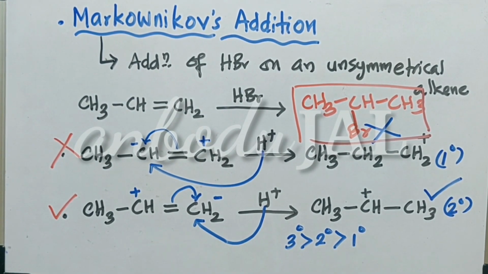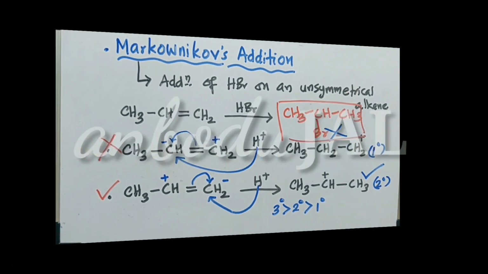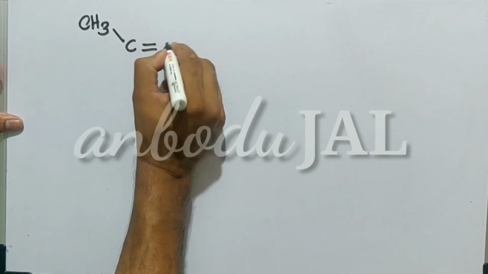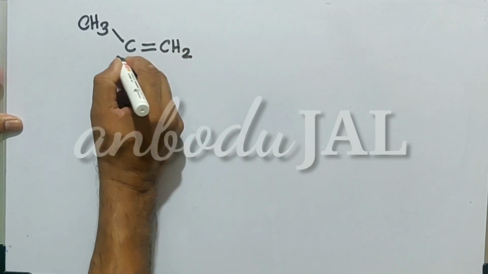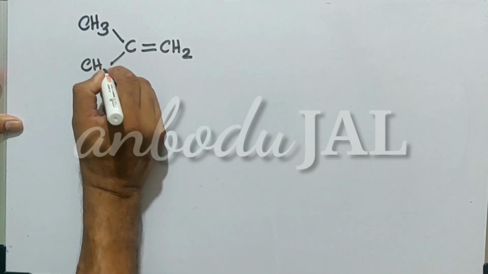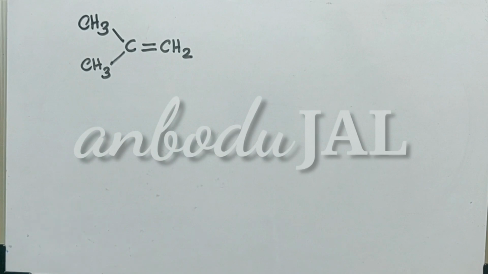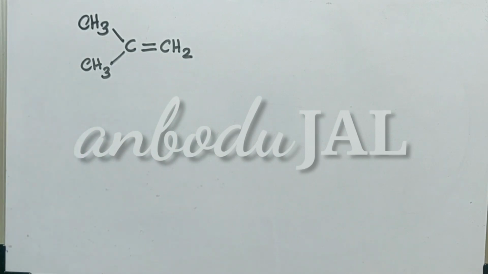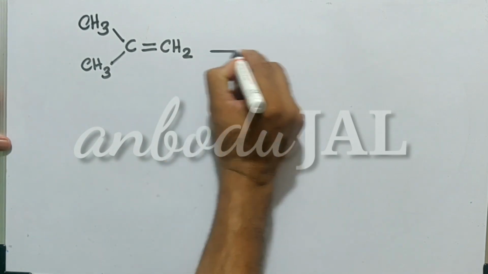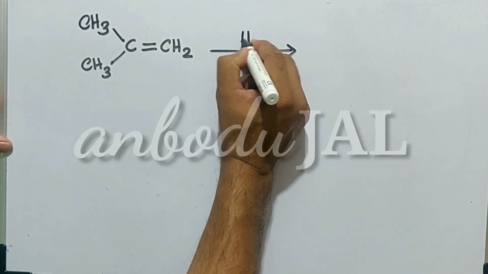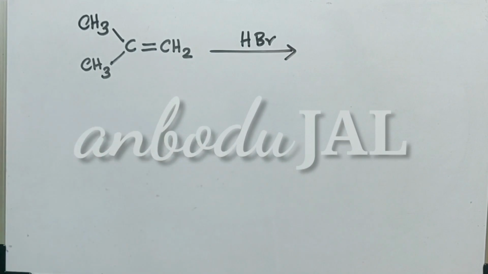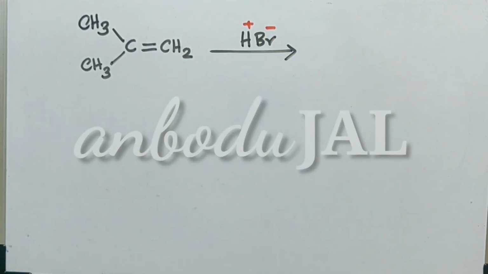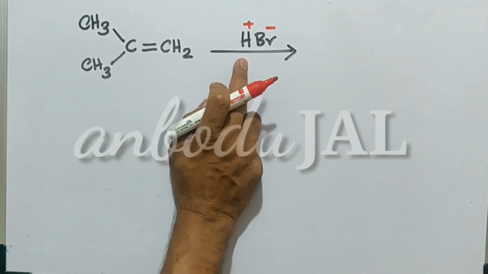Okay, let us discuss some questions regarding this one. CH3-C double bond CH2, and then one CH3 is present here. This compound is known as isobutylene. We have discussed this compound in a previous video. Now listen here. When this compound is treated with HBr, HBr means H plus and Br minus. Okay. H plus is the electrophile.